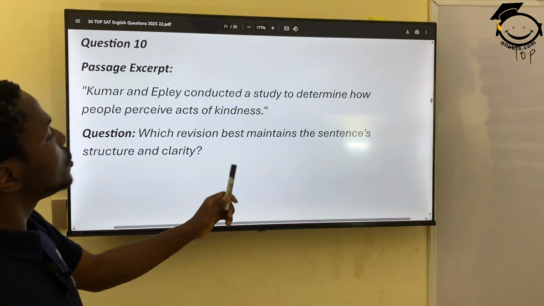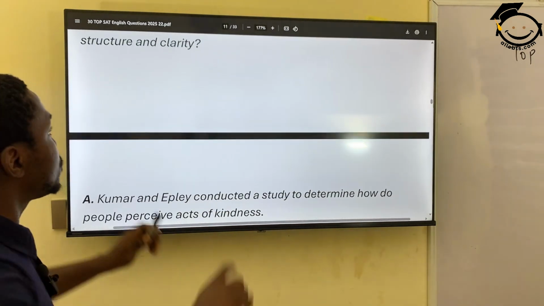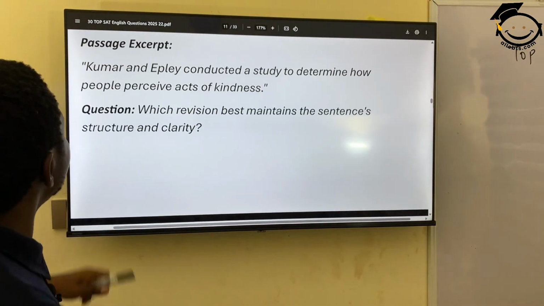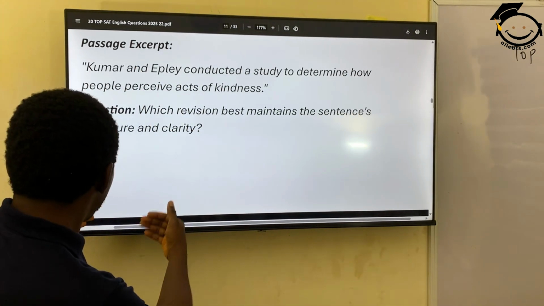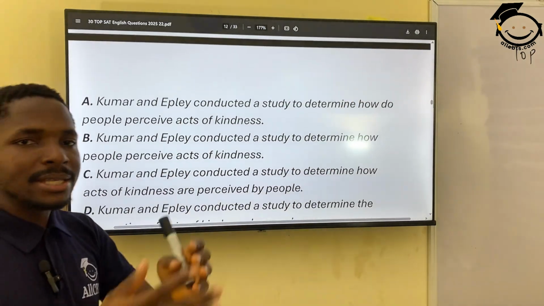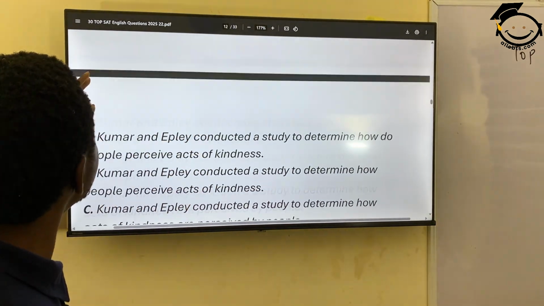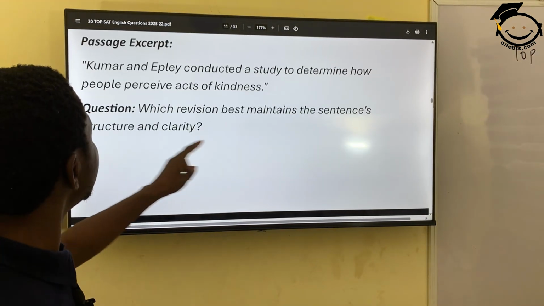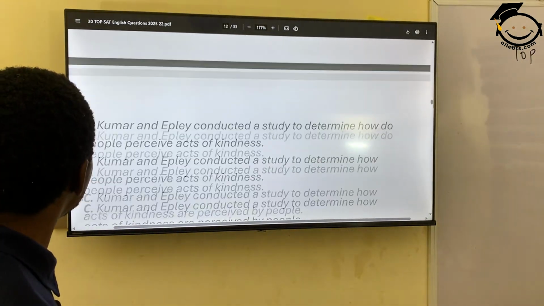Question, which revision best maintains the sentence structure and clarity? Okay, so please return. So this is a sentence. So we are asked to see, now scroll down, we are asked to see which of these options best describe two things. Scroll back up a little bit, please. Best describe what? Structure and clarity.